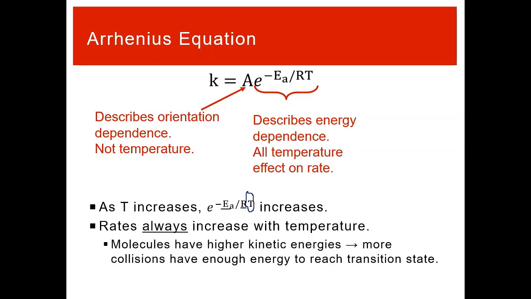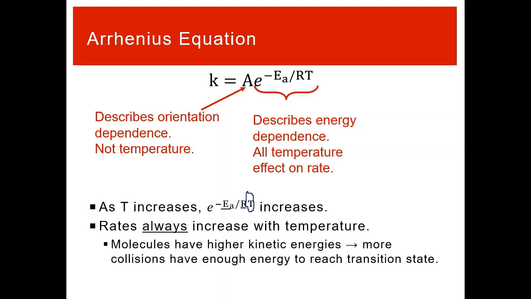As the temperature increases, k gets larger. You don't change anything with the orientational dependence. You don't change the activation barrier. You just make the molecules move faster, so they're colliding with more energy, and it is more likely that a collision will have enough energy to overcome the barrier and cross through the transition state into products.